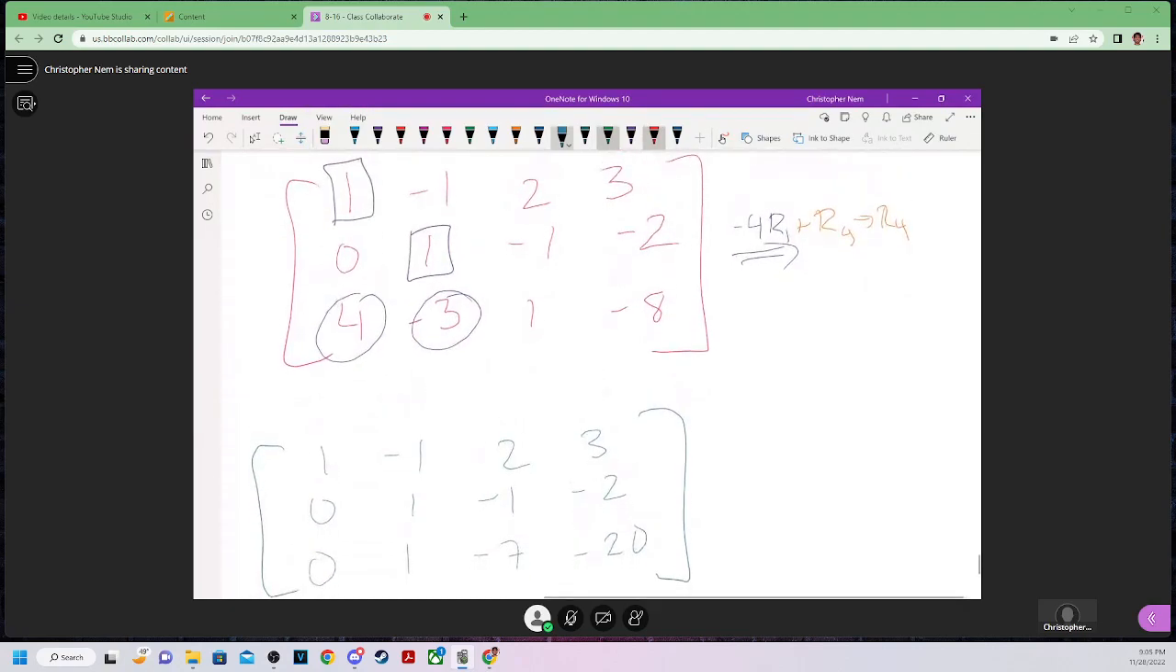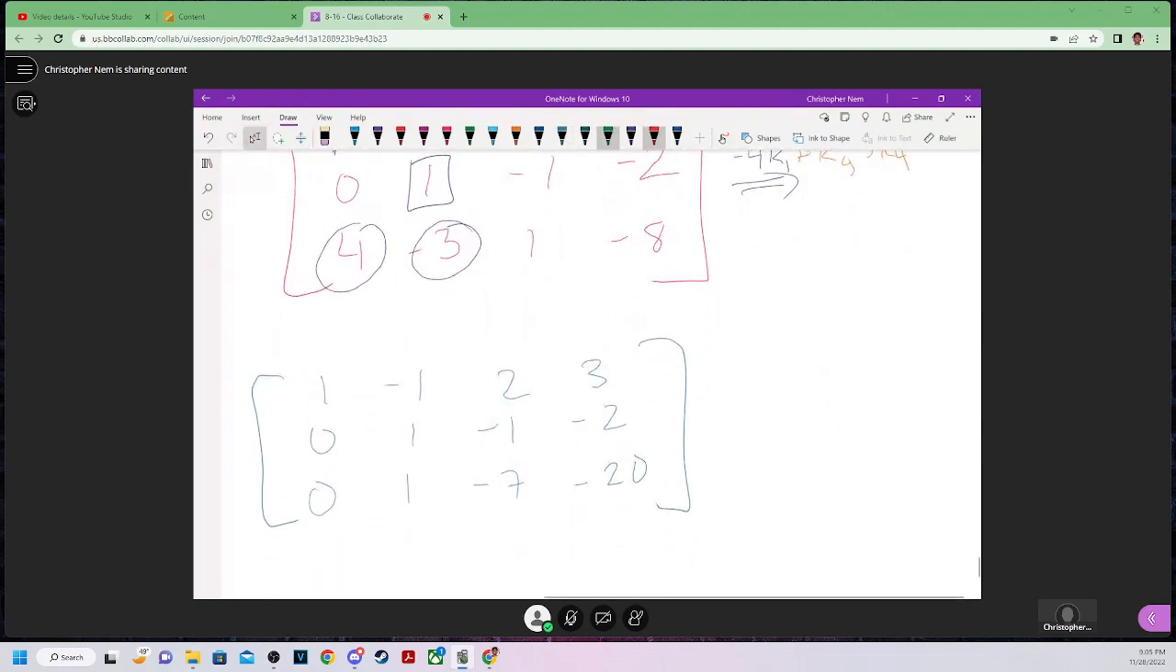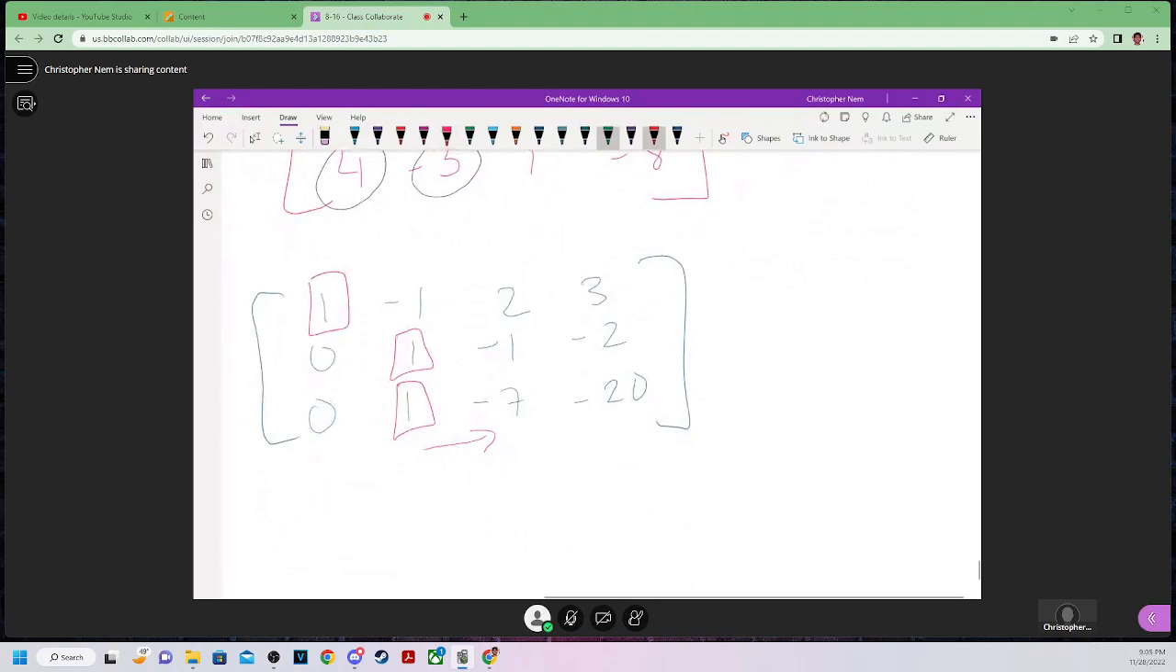And let me just make sure everything's good to go. Negative 8, yep. Should be good to go. So now, this is almost there. This is good. This is good. This guy needs to be to the right. So that means I have to turn that to a 0.